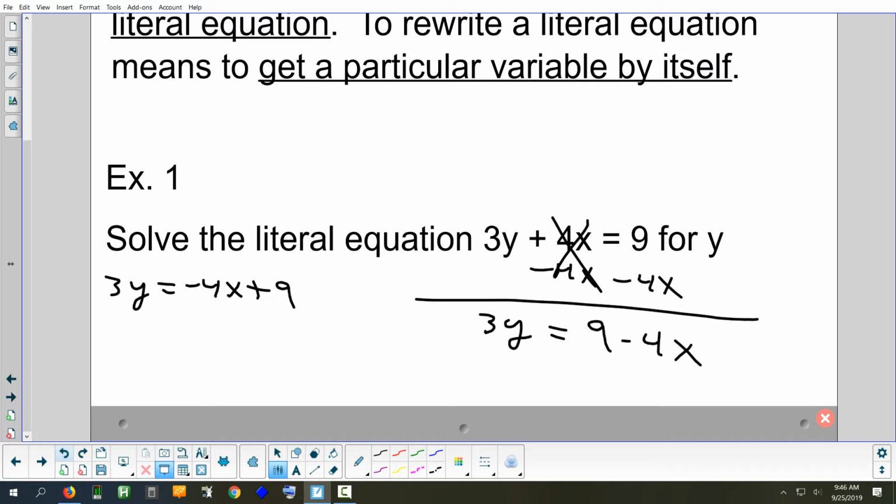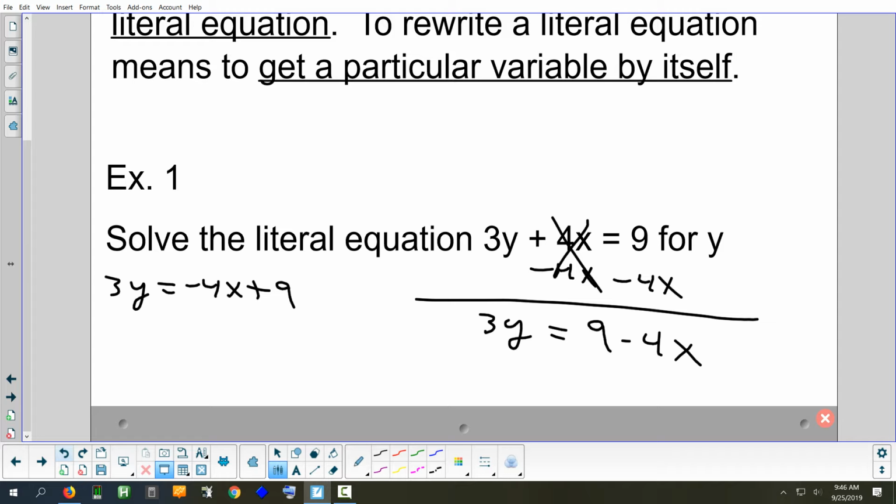This is kind of like y equals mx plus b, if people have done that before. Eventually, we're going to have to do that. Eventually is a later chapter. So if you leave it like this right now, that's okay. 9 minus 4x. All right, so are we done?